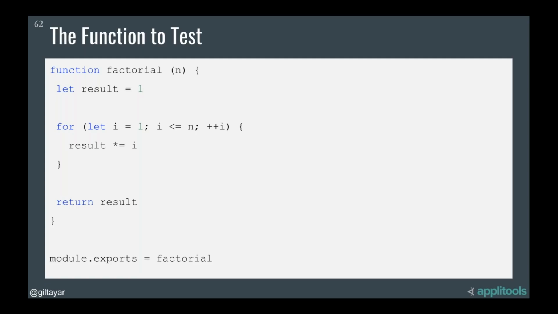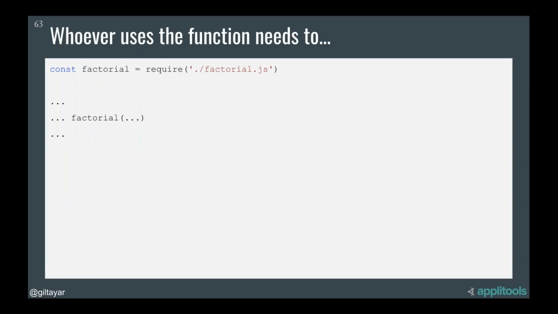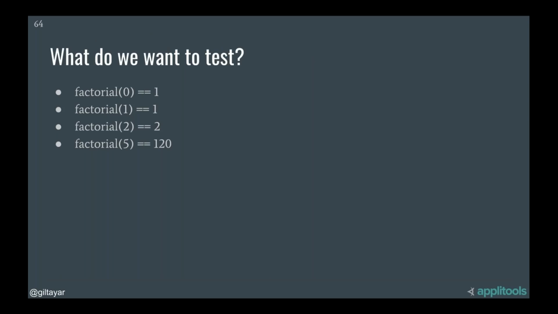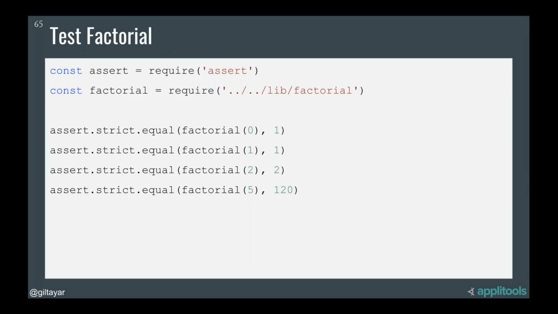You may see something in JavaScript, which is export default factorial, same. And who uses the function just requires that file, factorial.js, and then just uses it as a regular function. Instead of require, you may see import factorial from factorial.js, same. And what do we want to test? Well, we know how to test factorial. Factorial of 0, we want to test that it's 1. Factorial 1 is 1, etc. Standard testing. So how do we do that?